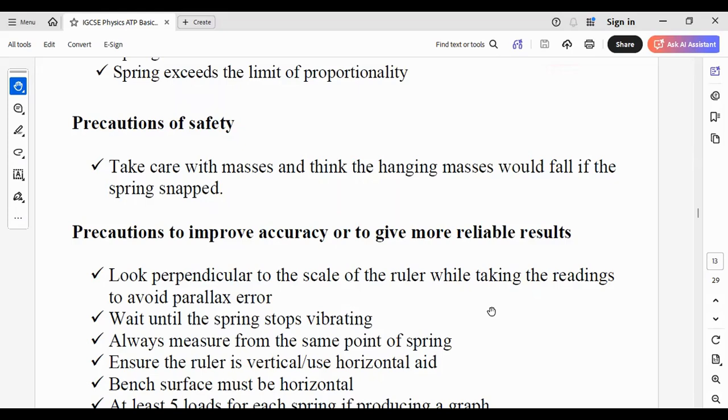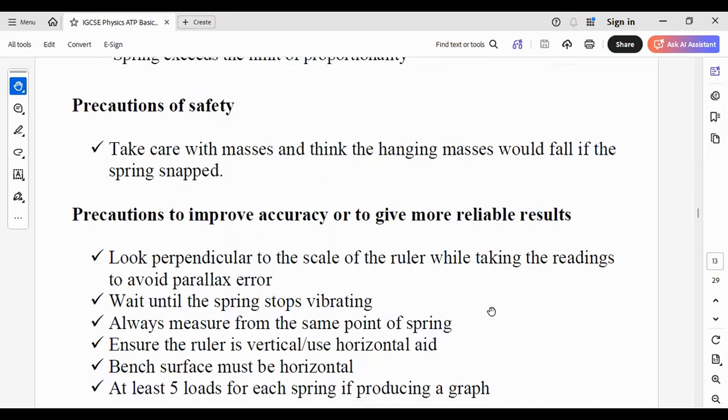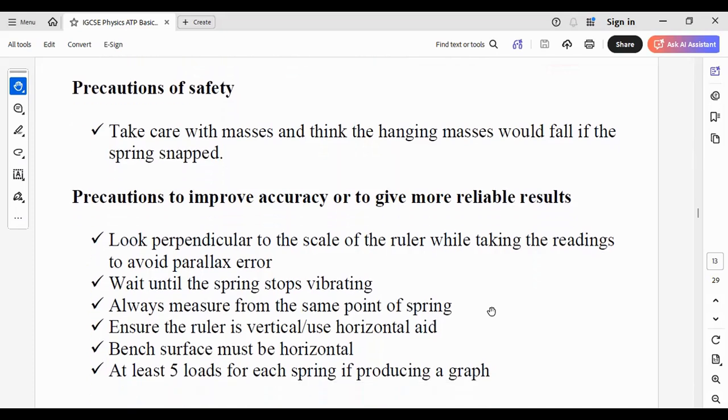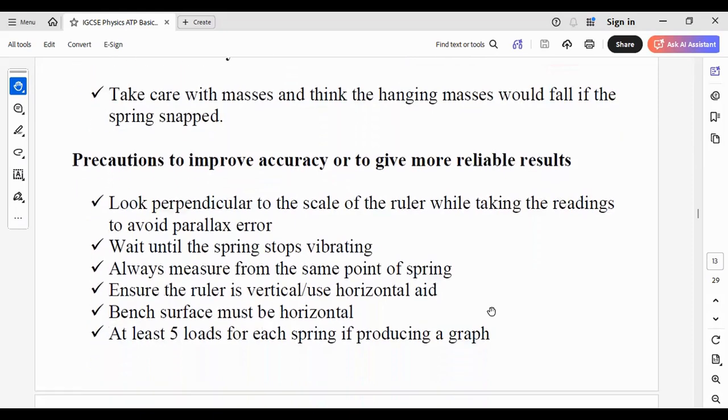Always measure from the same point of the spring. Ensure the rule is vertical. Use a horizontal level. That's the fiducial point again. The bench surface must be horizontal. That's a very important point for this experiment, as well as for the simple pendulum. The surface should be horizontal and straight. Take at least 5 loads for each spring if producing a graph. If you have to draw a graph, then you have to take 5 loads for each spring.